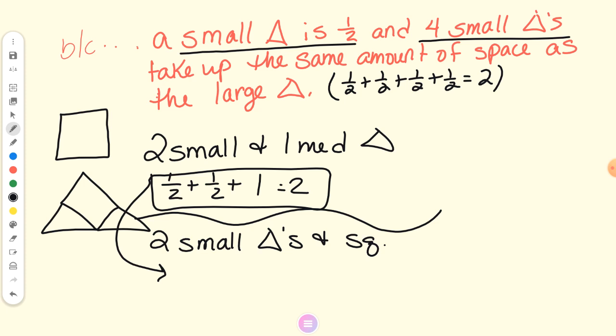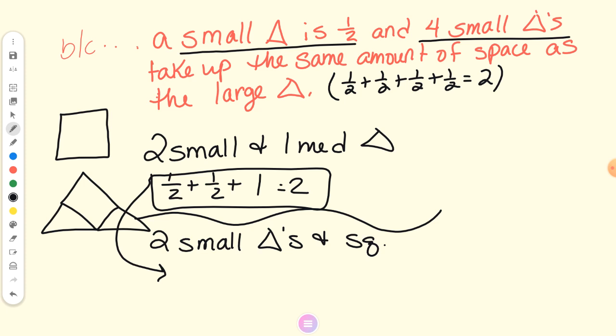Two small triangles and one medium triangle take up the same amount of space as the large triangle. Or two small triangles and a square take up the same amount of space as the large triangle. All of those are possibilities. You don't have to have them all, just one of them. Okay, turn the page.